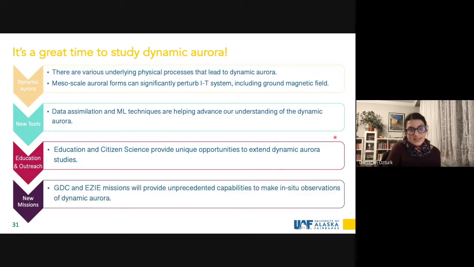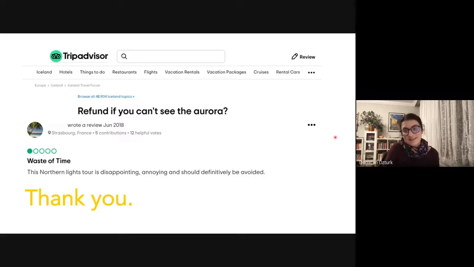And then the new missions like GDC and EASY will provide, again, unprecedented capabilities to make in situ observations of dynamic aurora. So with that, I want to thank you for your time, and I'm happy to take any questions you might have.